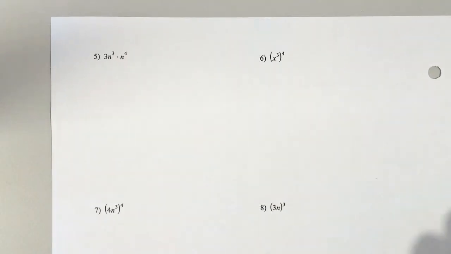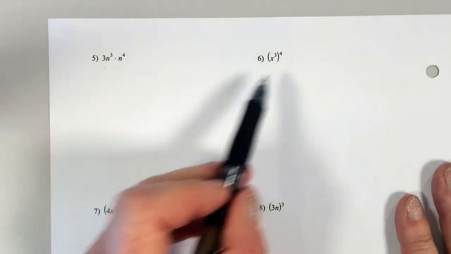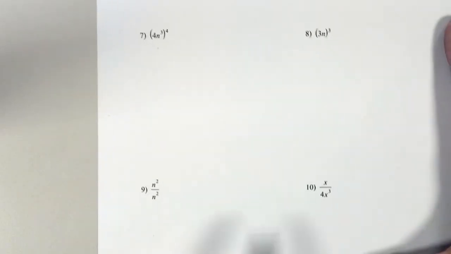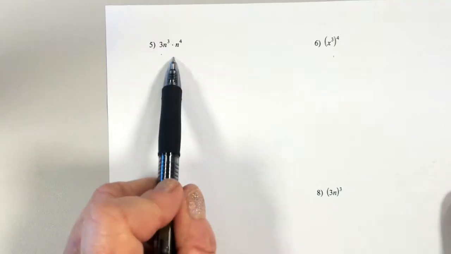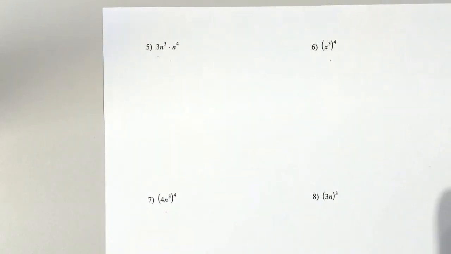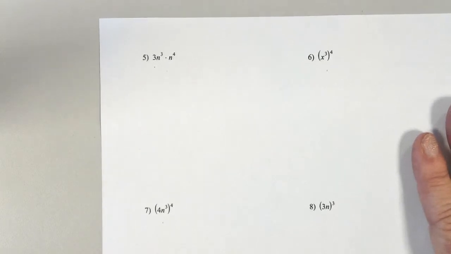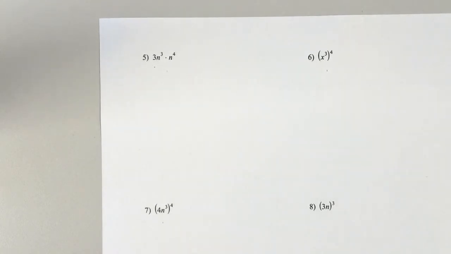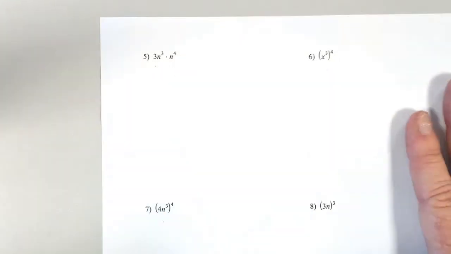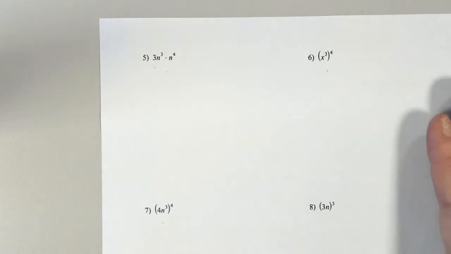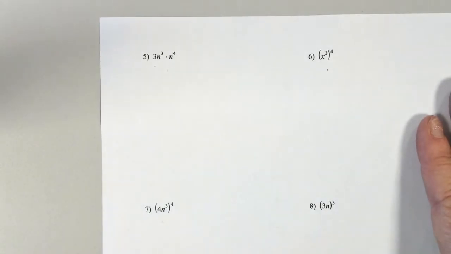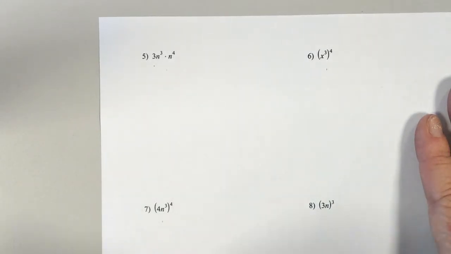Now I'm going to turn it over to the back side, and you can see that I've got 5, 6, 7, 8, 9, and 10. Number 5 looks just like number 3 and number 4, so I'm going to do the exact same thing. If you'd like, you can pause the video, try it on your own, work through it, and then check your answer. I'm going to keep going.